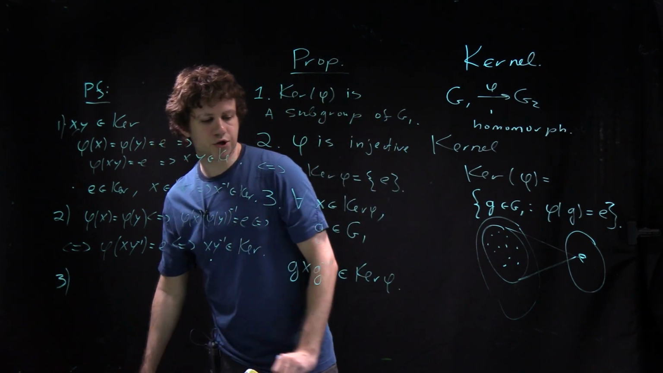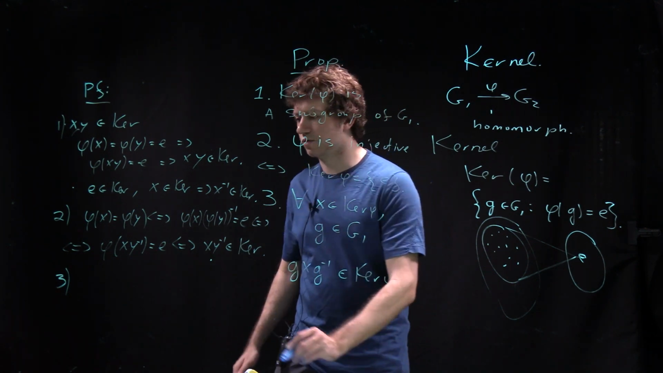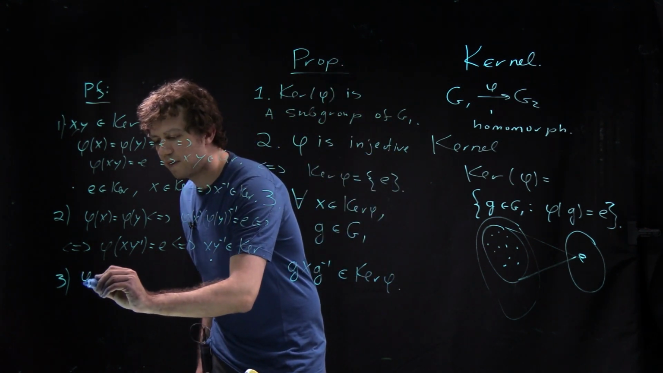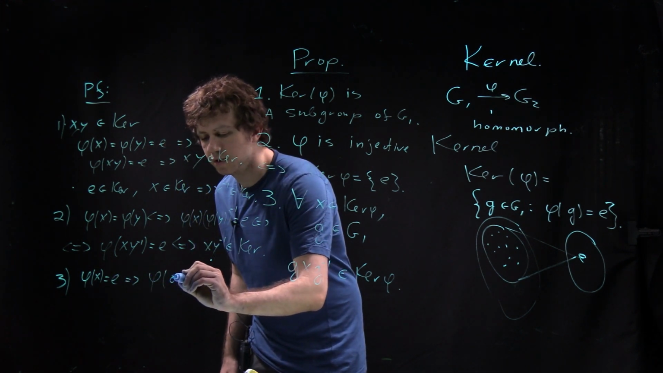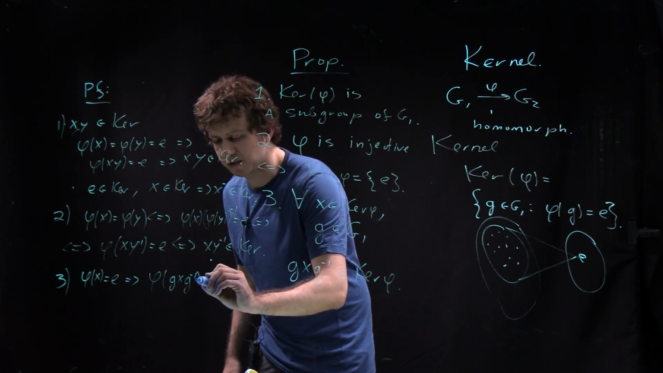And finally, showing the last part is also simple, because if phi of x equals the identity, then phi of g x g inverse you can expand.